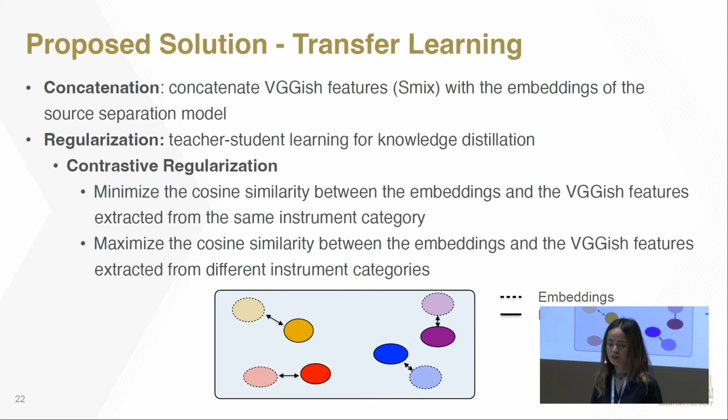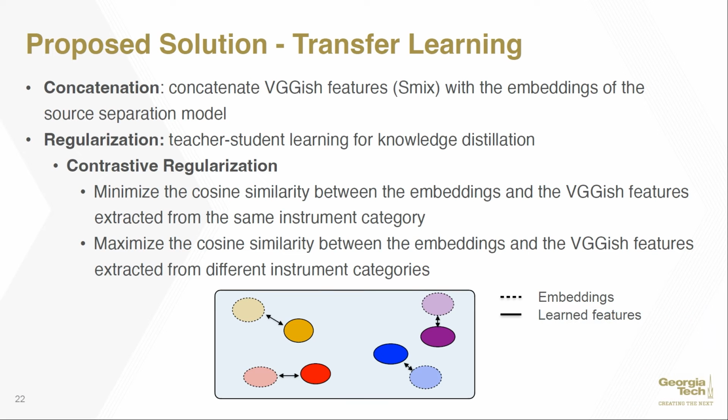And to regularize the distance, we propose 2 ways of doing that. The first way is called the contrastive regularization method. So we minimize the cosine similarity between the embedding space and the VGG-ish feature if they are from the same instrument category. And at the same time, we also maximize it between the embedding space and the VGG-ish feature if they are from a completely different instrument category, so that the same instrument will be grouped into the same corner and different instruments will be separate from each other. So that is our idea for the first method.